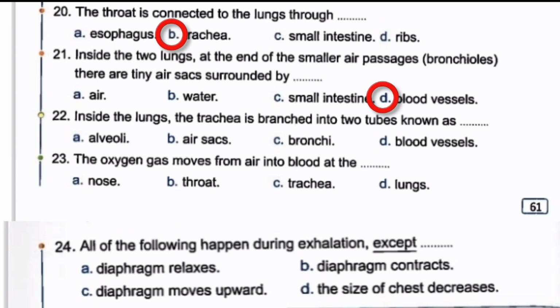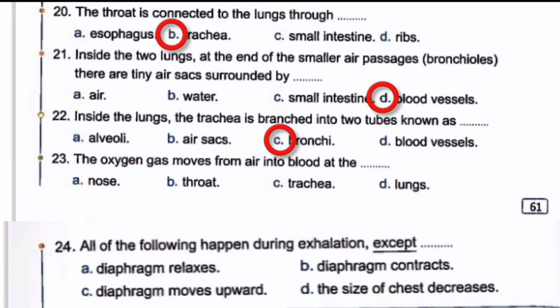Number 22. Inside the lungs, the trachea is branched into two tubes known as alveoli, air sacs, bronchi, blood vessels. So the trachea is branched into two tubes known as bronchi. So we will choose letter C.